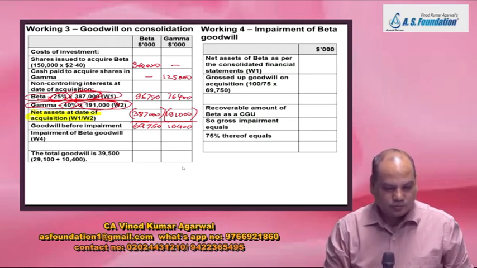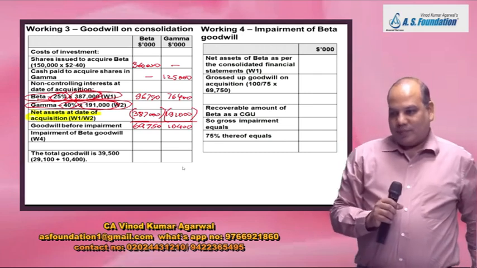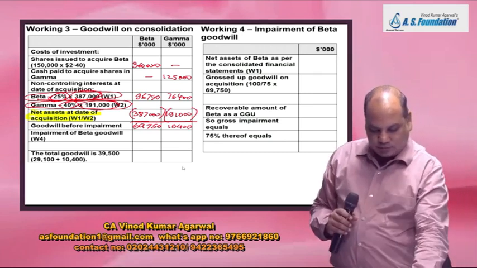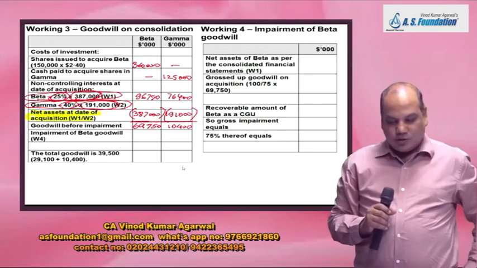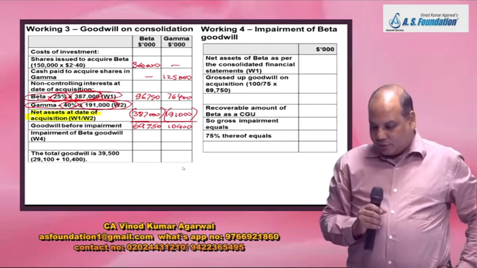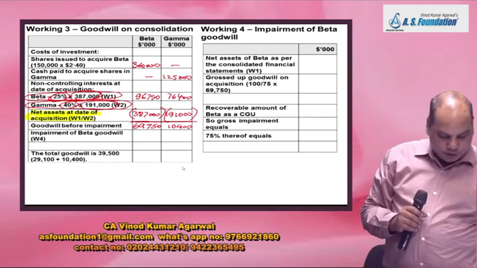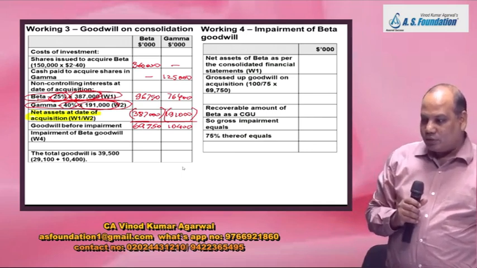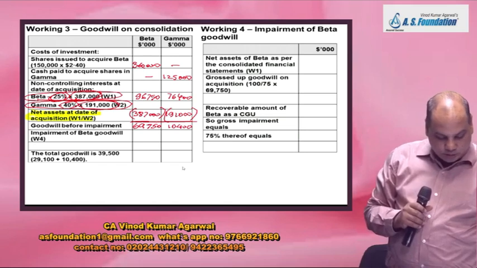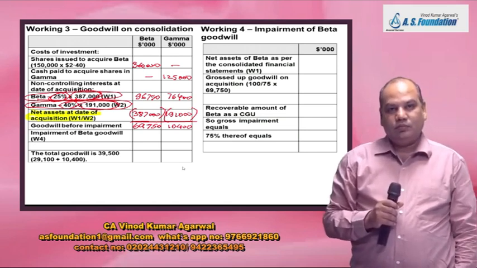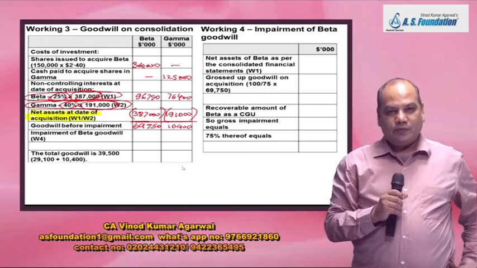Goodwill attributable to NCI is included in the recoverable amount of $450 million, but has not been recognized in parent's CFS.